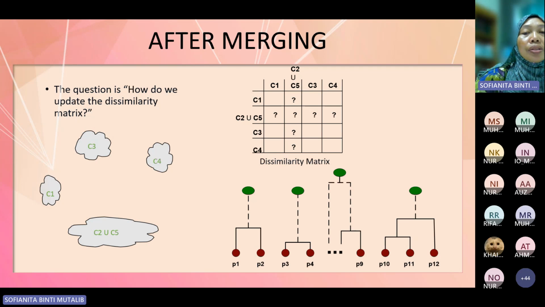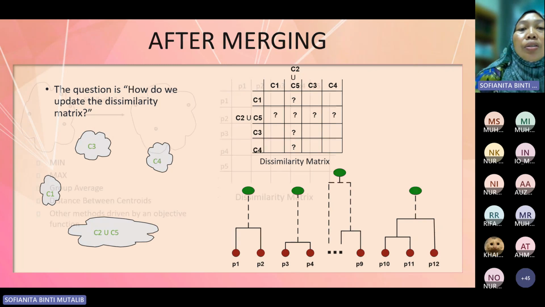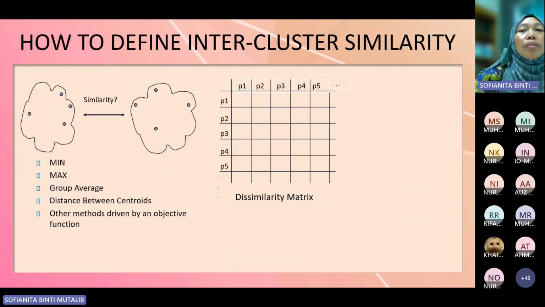And then the most tricky step will happen here, after you have merged: how you are going to update the matrix. We are going to discuss that later on.